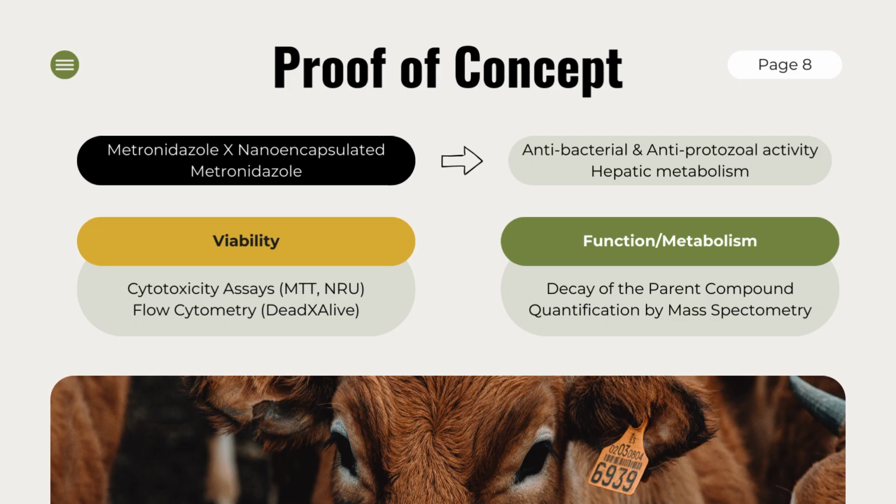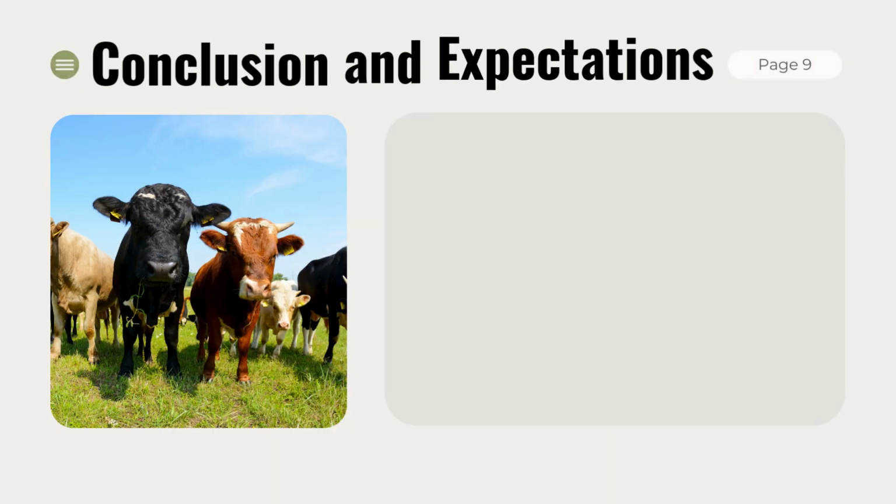For that, we'll evaluate the spheroid's viability after the exposure periods by different means for a robust response. And finally, assess the depletion of the parent compounds using mass spectrometry to evaluate the metabolic function of the models.